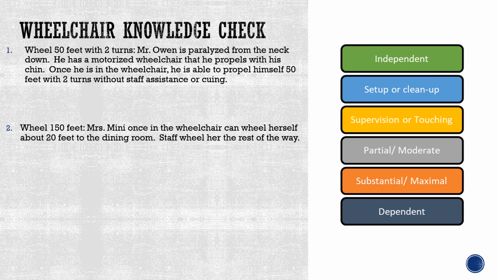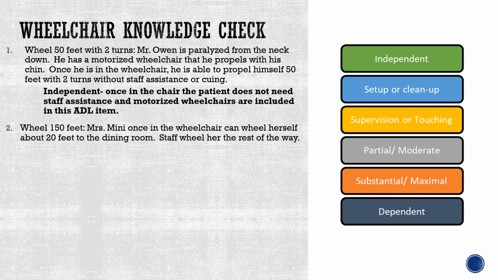Mr. Owen is paralyzed from the neck down. He has a motorized wheelchair that he propels with his chin. Once he is in the wheelchair, he is able to propel himself 50 feet with 2 turns without staff assistance or cueing. How do we code this item? This is coded as independent. Once in the chair, the patient does not need staff assistance, and the motorized wheelchairs are included in this ADL item.